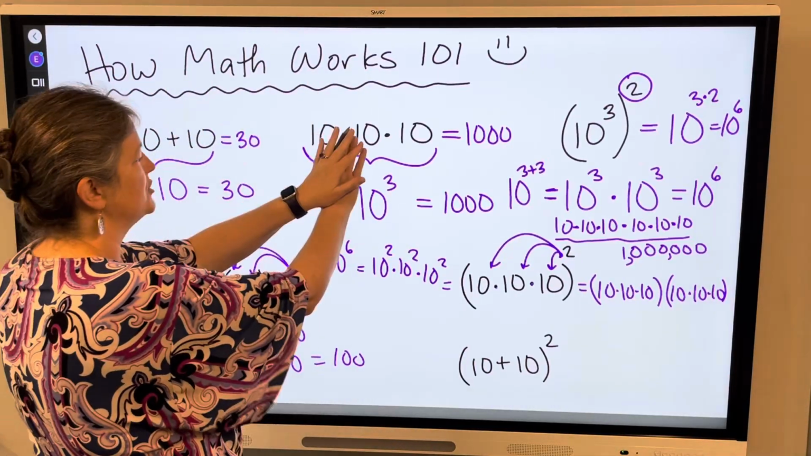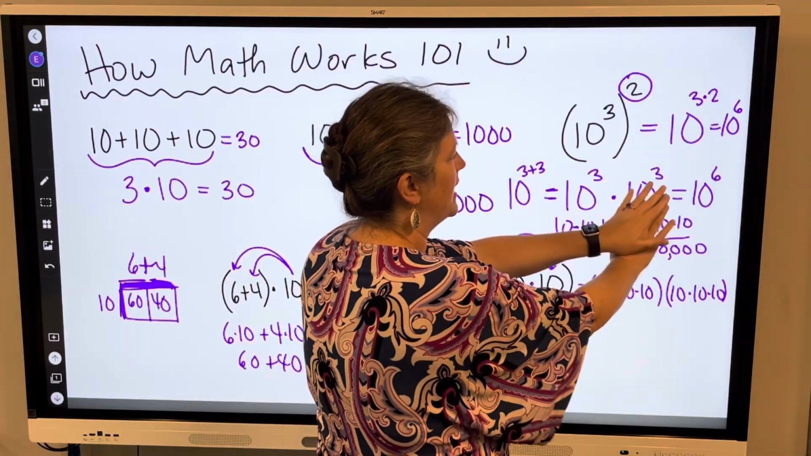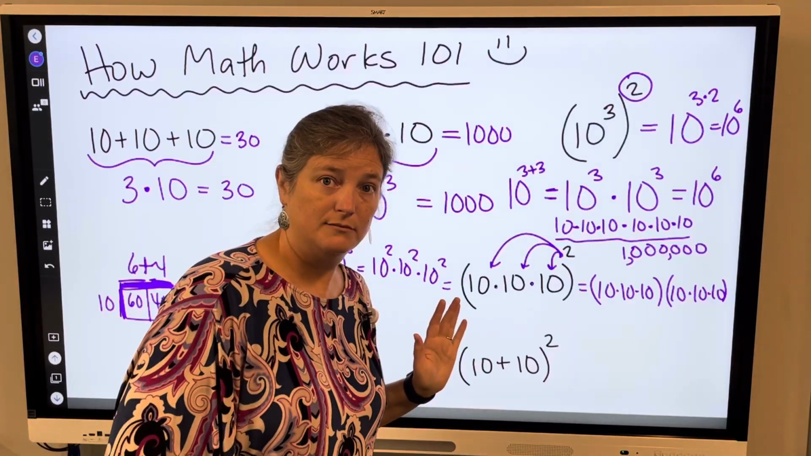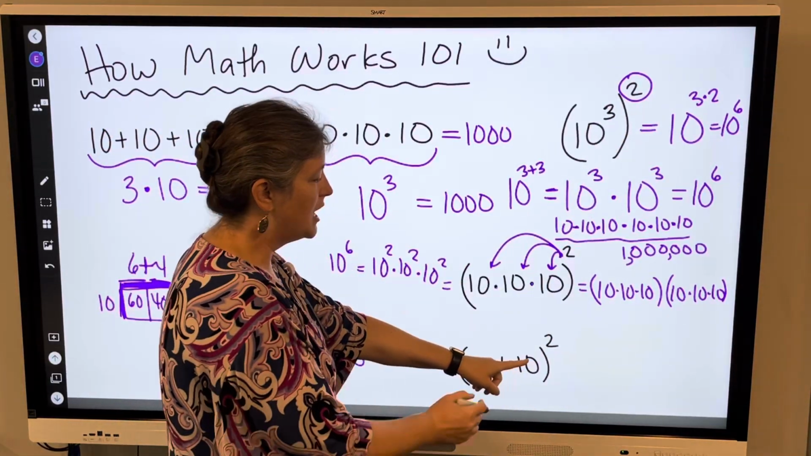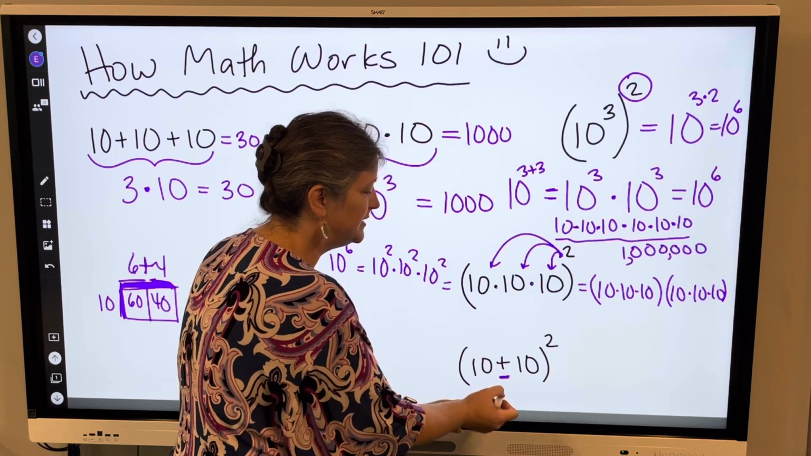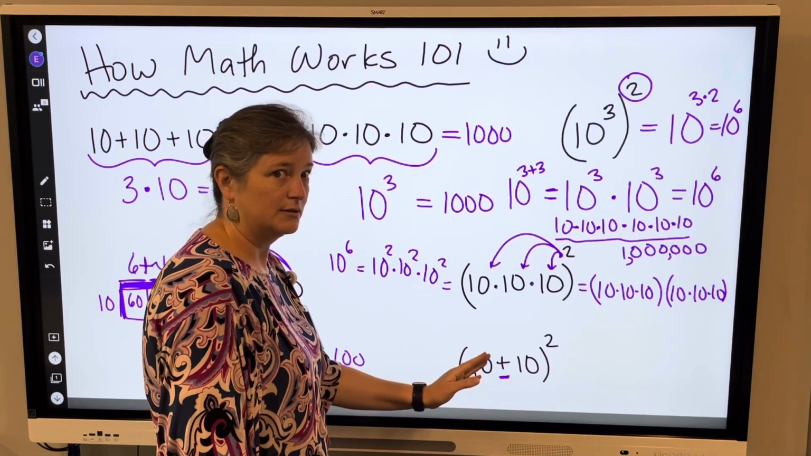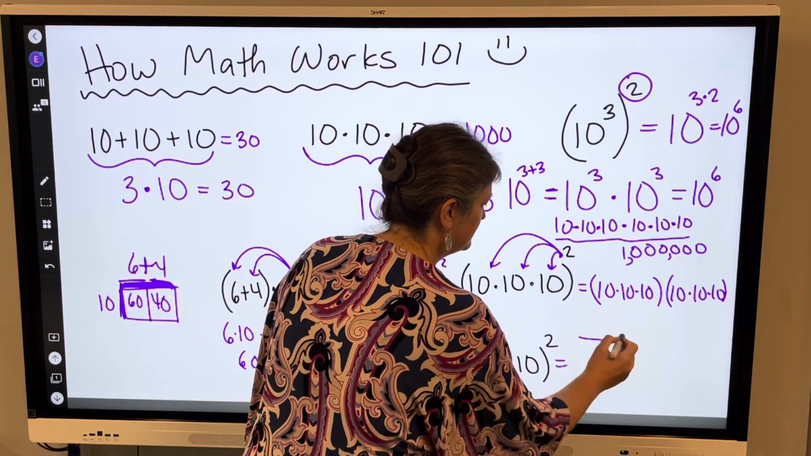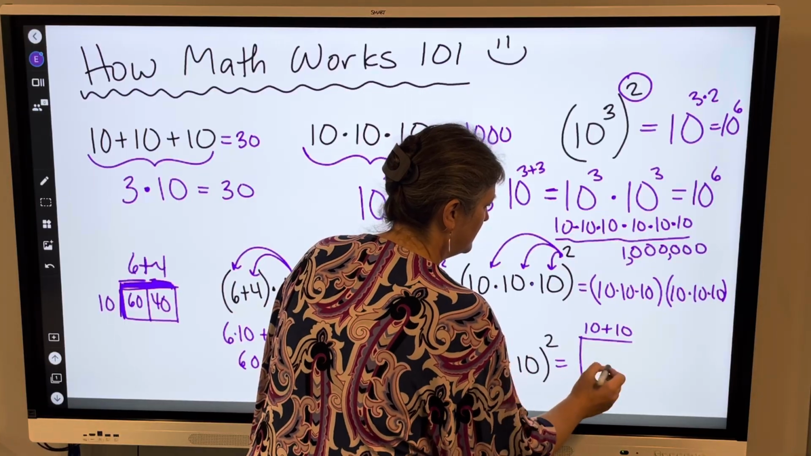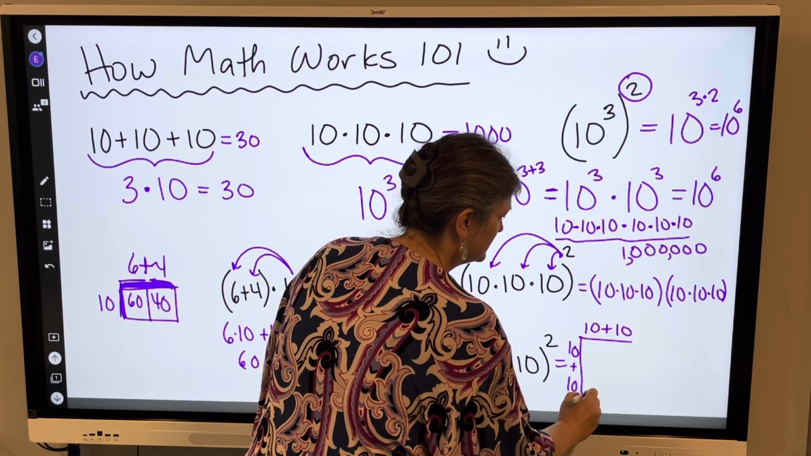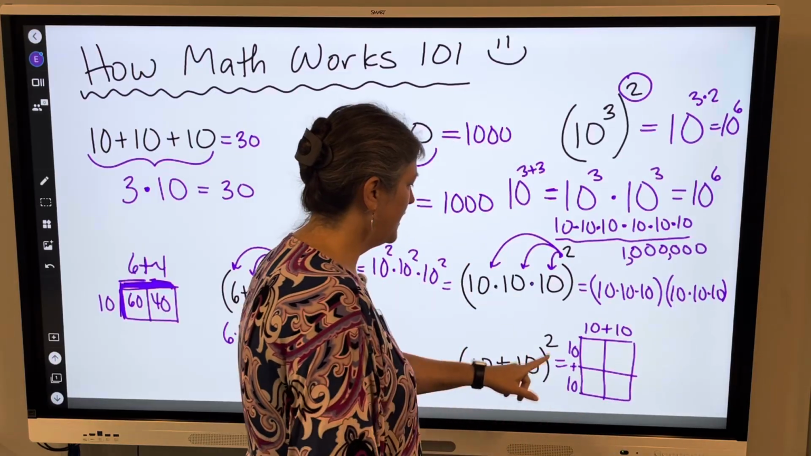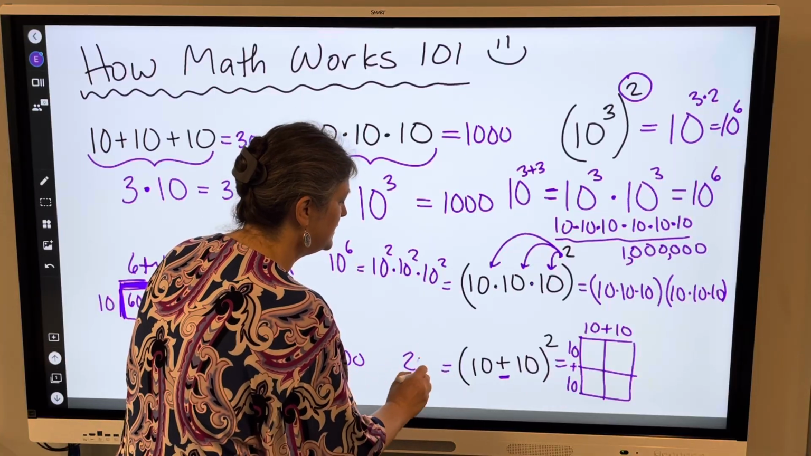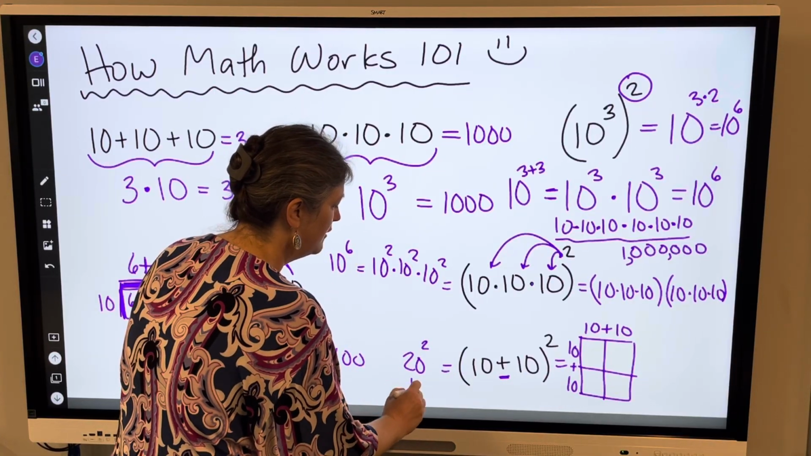Repeated addition is multiplication. Repeated multiplication is exponents. But this double jump does not work. This double jump, I cannot distribute this 2 across this addition or subtraction, okay? Because this is 10 plus 10 times 10 plus 10. Fundamentally different, right? Or in PEMDAS, I could say that this is 20 squared. 20 times 20 is 400.